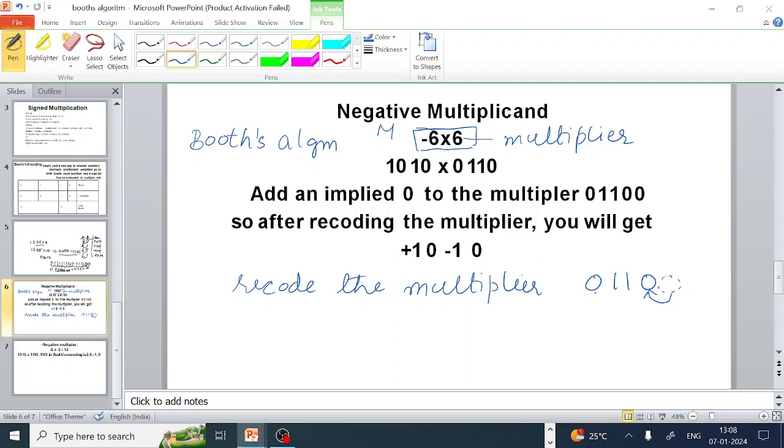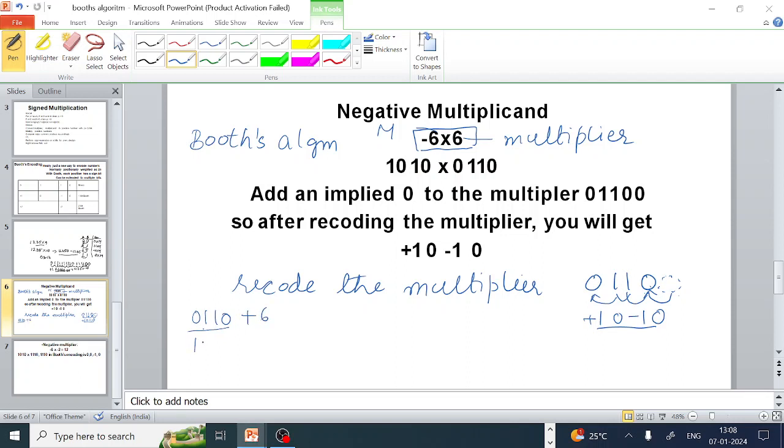The multiplier is 0, 1, 1, 0. When I'll be pairing, I will add an implied 0 at the LSB. Then I'll start recoding. 6 is my multiplier, so in binary it is 0, 1, 1, 0. For 0 to 0, the recoding is what I told you in the previous table. 0 to 1 is minus 1, 1 to 1 is 0, 1 to 0 is plus 1. So these are my recoded bits.